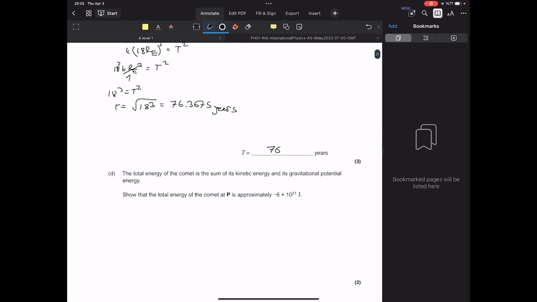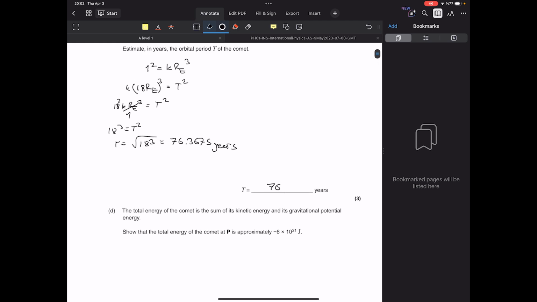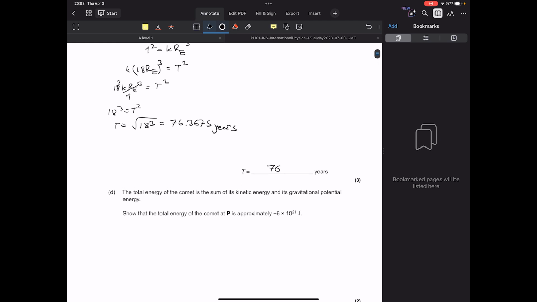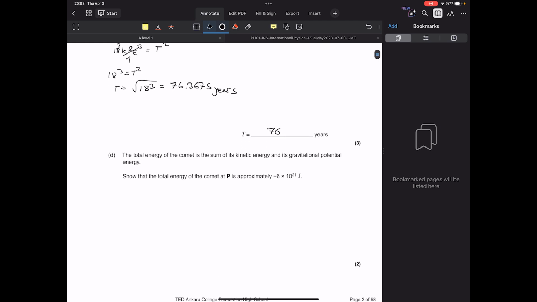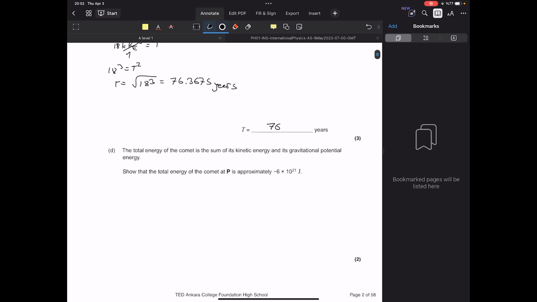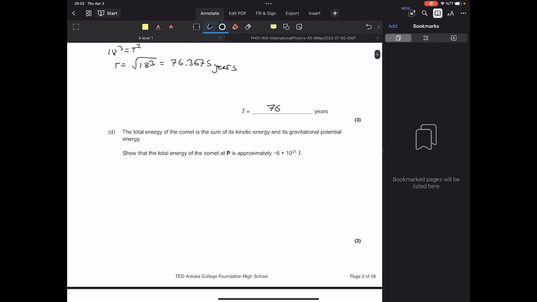All right. Next, the total energy of the comet is the sum of its kinetic and its gravitational potential energy. We need to show this energy. Anyway, let's get on.